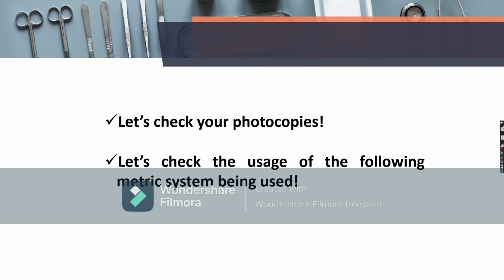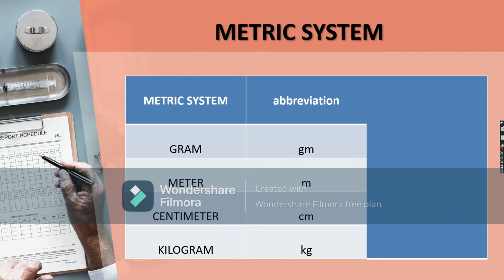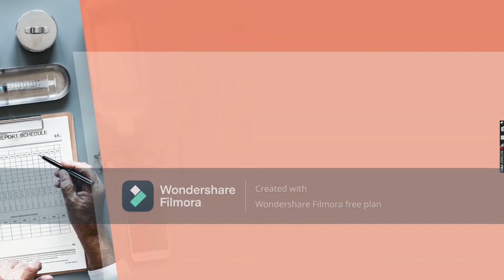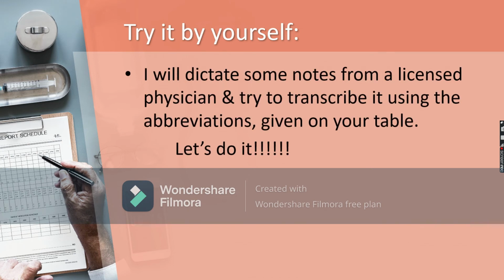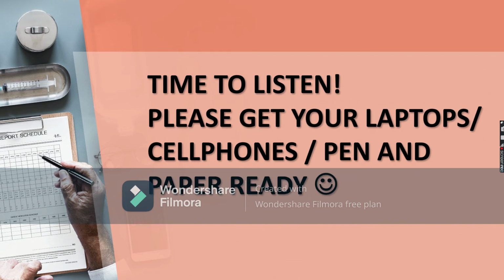Let's check the usage of the following metric system being used. Take a look at the table of the metric system example in front of you. There is meter, centimeter, kilogram, and gram. Let's try it by yourself. I will dictate again some notes from a physician and try to transcribe it using the abbreviations given on your table. Are you ready? It's time to listen again. Get your laptops, cell phones, pen, and paper ready.